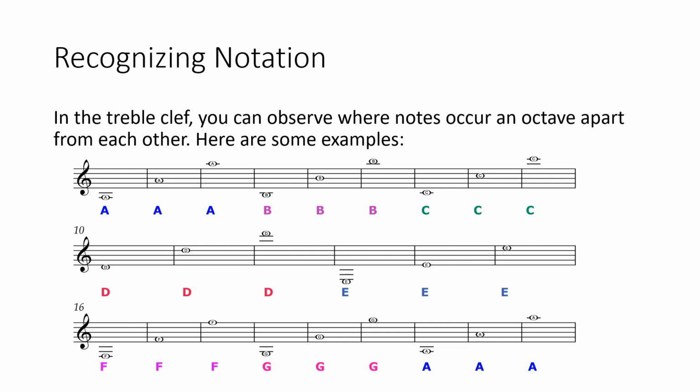In the treble clef, you can observe where notes occur an octave apart from each other. Here are some examples. Looking at A, we can see the first one appears 2 lines below the staff. A, an octave higher, appears on the second space. A, an octave higher from there, appears on the first line above the staff.